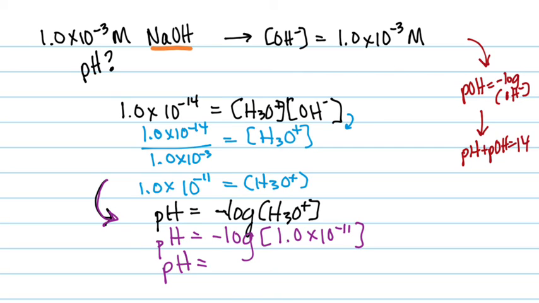So when I hit the log button, automatically parentheses come up. So I'm doing 1 times 10 raised to the negative 11th power. Closing my parentheses, I get a negative 11. And if I take into account the negative at the beginning of this, then that brings it back to a positive 11. So your pH is equal to 11.